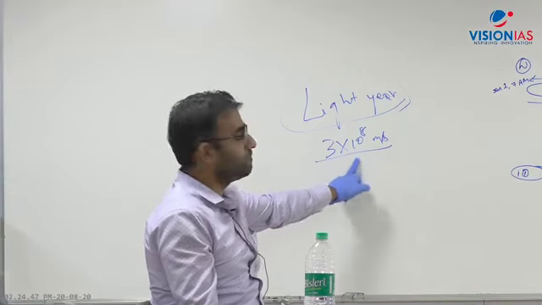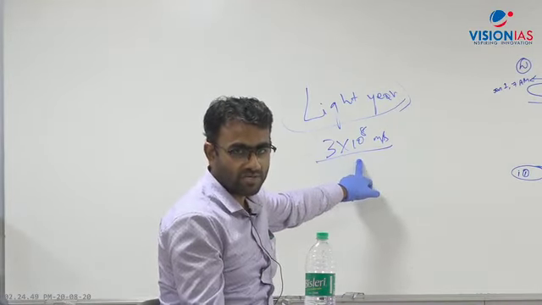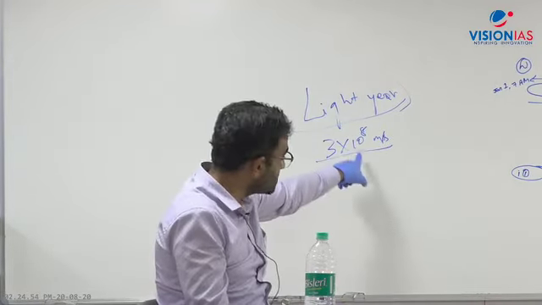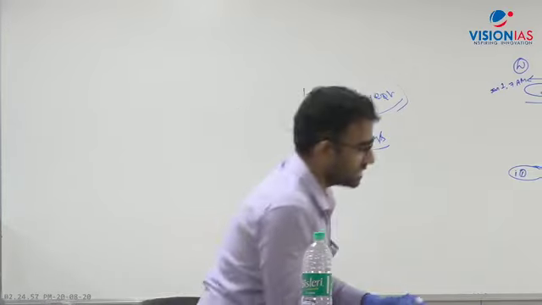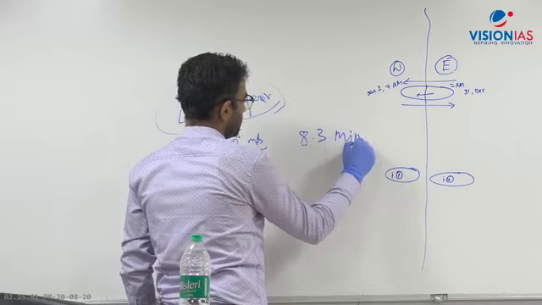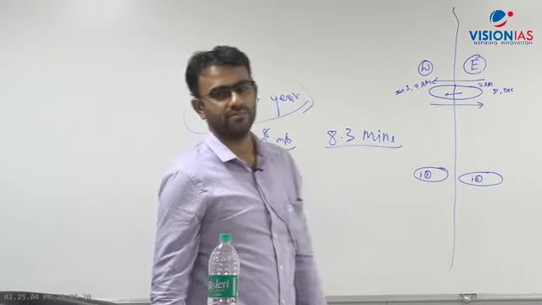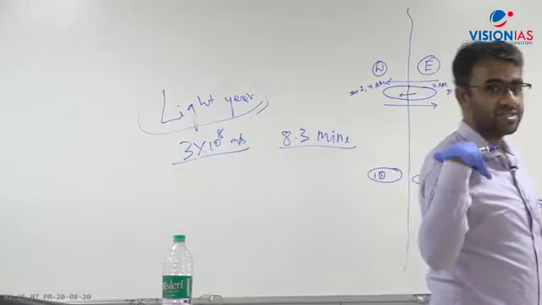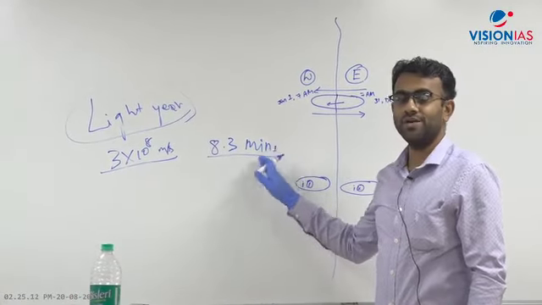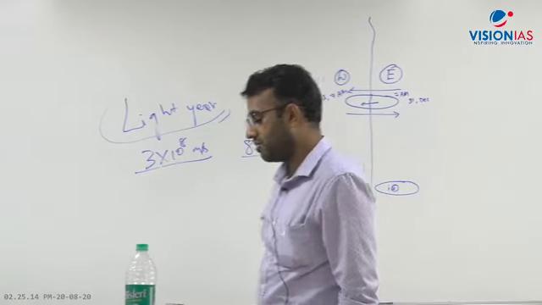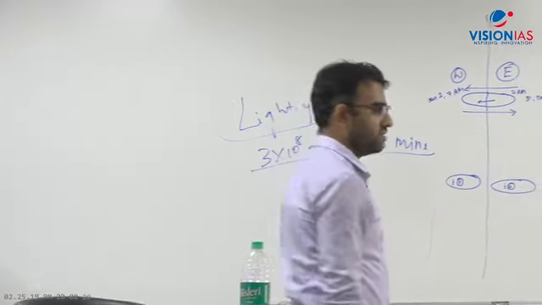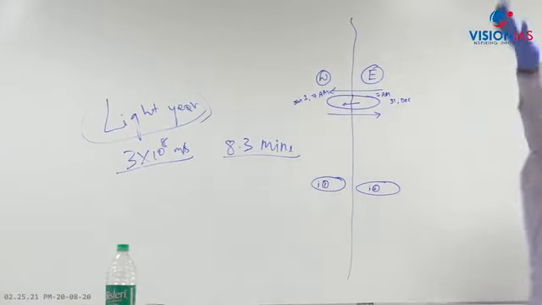And at this speed, do you know how much time the sun's light takes to reach Earth? Even with this high speed, the sun's light will take 8.3 minutes to reach Earth. Whatever light we are seeing from the sun was released from the sun 8.3 minutes ago. So basically, if the sun suddenly stops giving out light, we will see the darkness after 8.3 minutes.